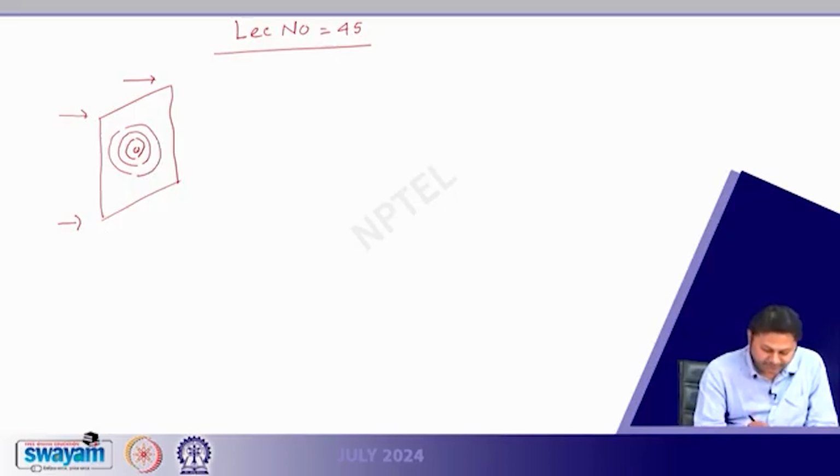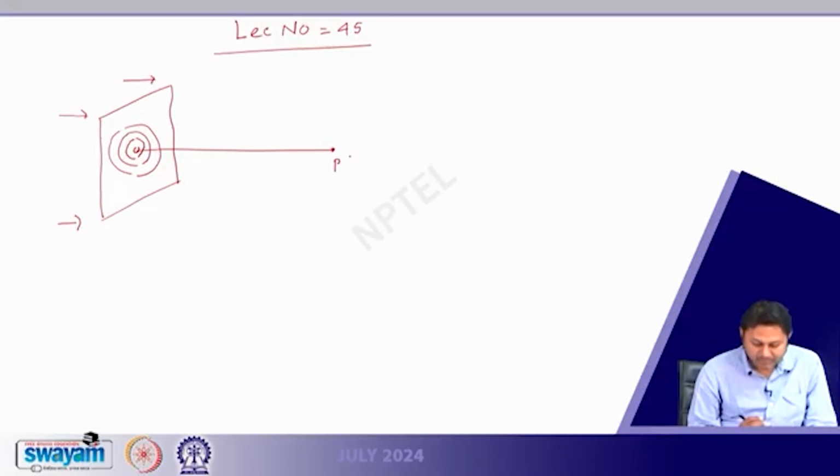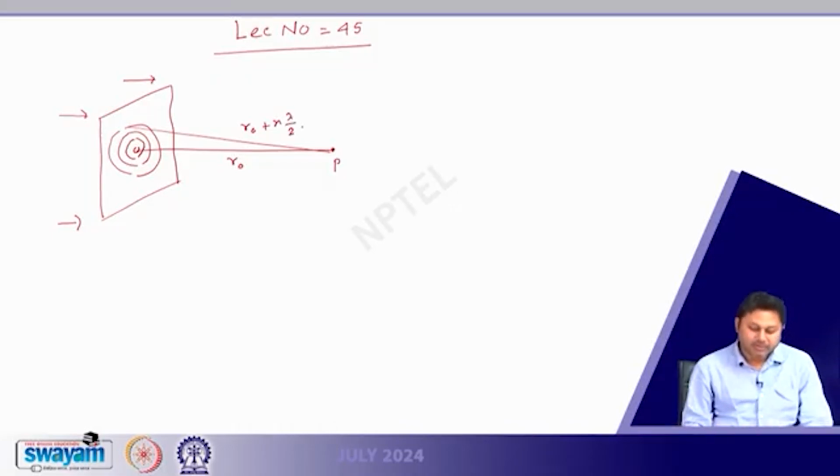Such that if I have a point P here, the distance between the nth zone and the central point, if I write this as R naught, it is R naught plus n lambda by 2. That is the basic structure.